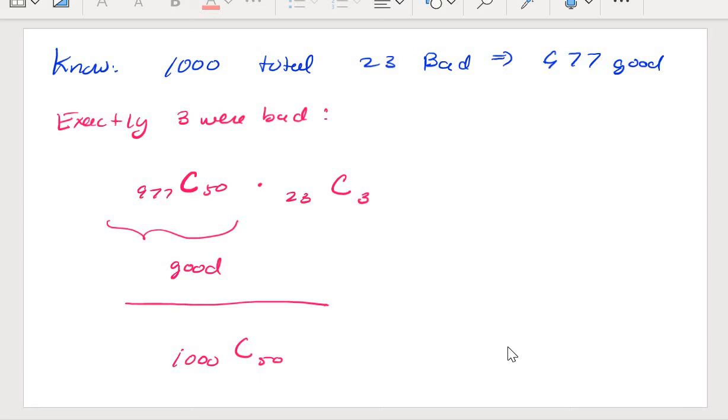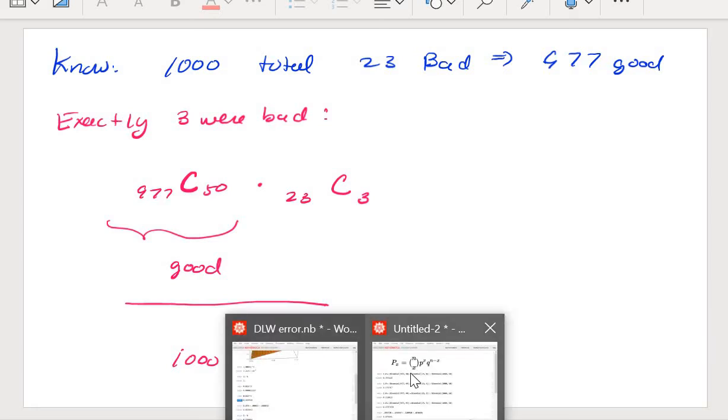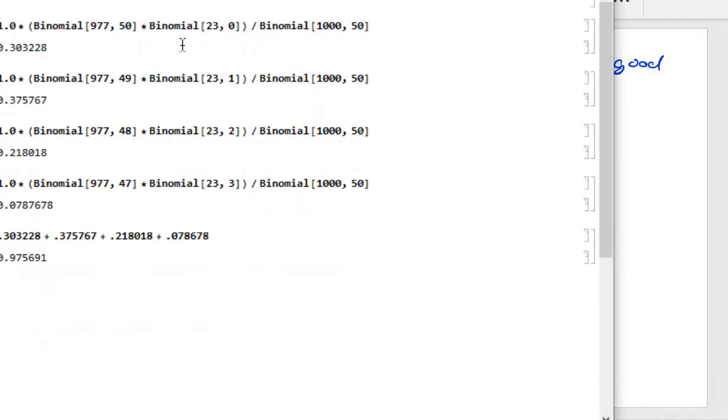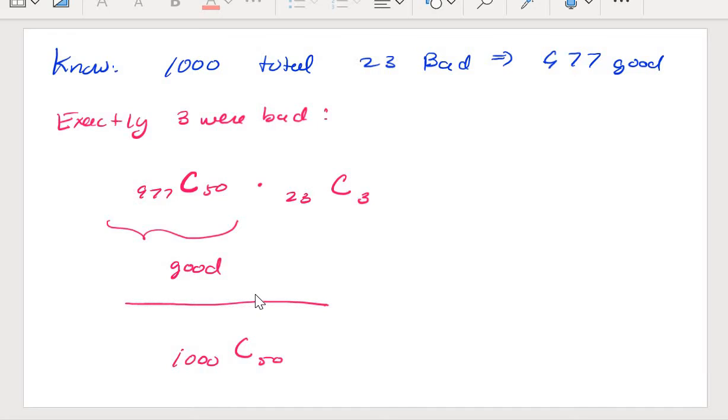How many ways could I choose 50 out of that 1,000? I did my calculations on Mathematica, so I'm going to open this up. So you see over here, to do this binomial is combinations. If I wanted to do 977 choose 50, this is what I do. So I get 0.303228 if I do this calculation right here.